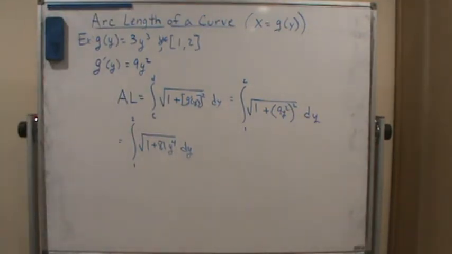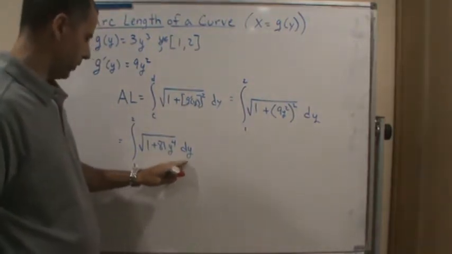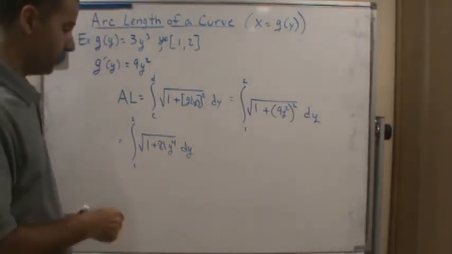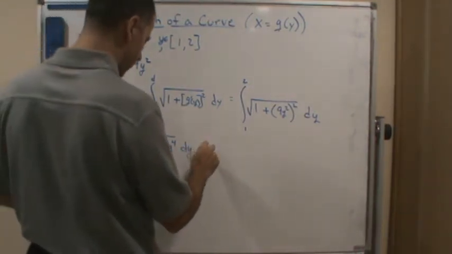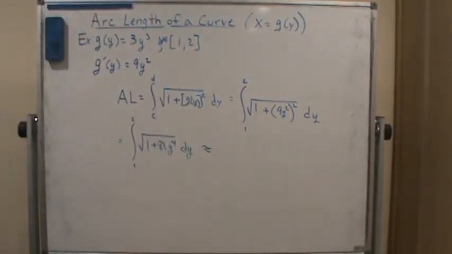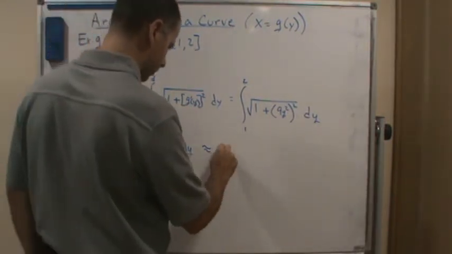So now what do we do here? Well, in this case, we're going to have to use a computer to approximate the integral. Because we don't have any tools in our toolbox to deal with this, we're going to use a computer. But if you used your calculator or your computer, you would get approximately 21.028.